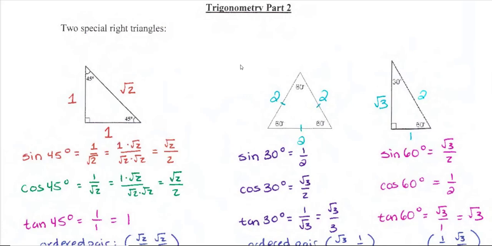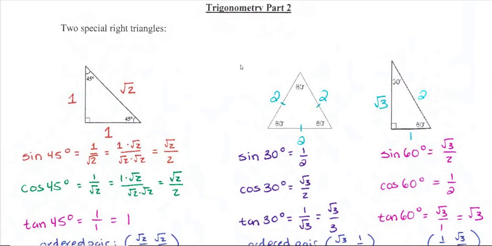So today we're going to do part 2 of our trigonometry lesson. We're going to talk about two special right triangles, the 45-45-90 triangle and the 30-60-90 triangle. First up, we'll talk about the 45-45-90. So when you have this isosceles triangle, two angles are the same and two sides are the same.